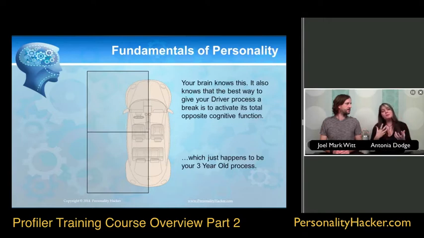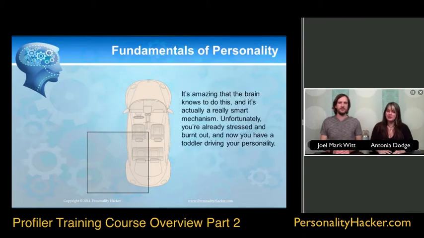And your brain knows that the best way to get out of your driver process is to turn on the 3-year-old, which is its opposite. All right. So what you're doing is you're shutting off your driver and you're going to your 3-year-old process. Now, it is incredible that the brain knows how to do this. It is an amazing mechanism. It's an awesome self-preservation mechanism. But unfortunately, you're already stressed and burned out, and now you have a 3-year-old driving your car, right?